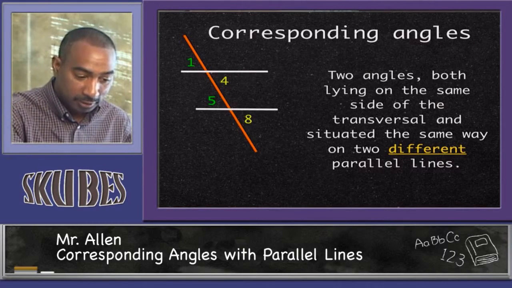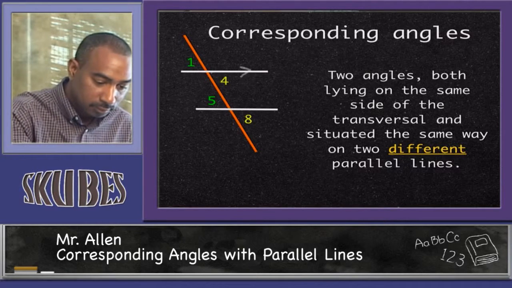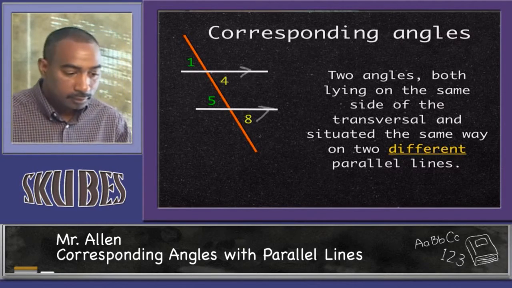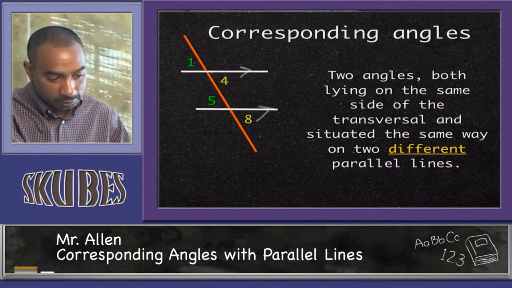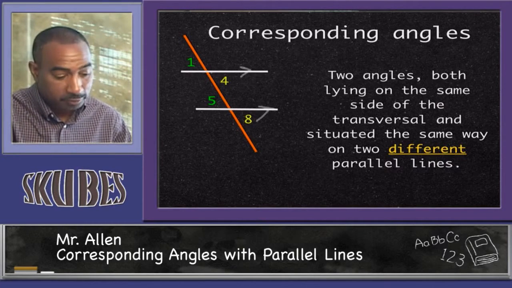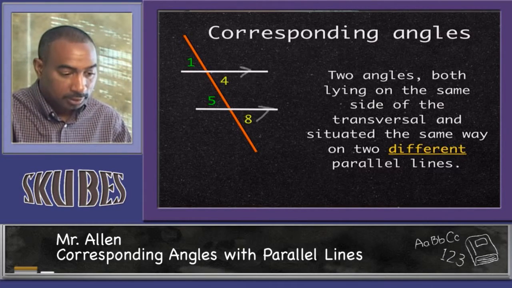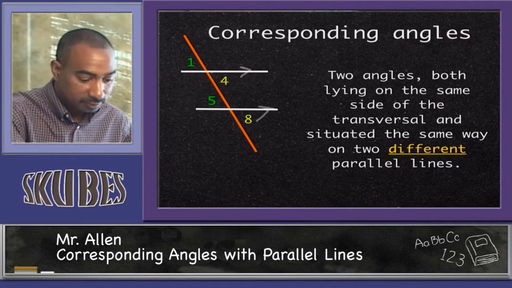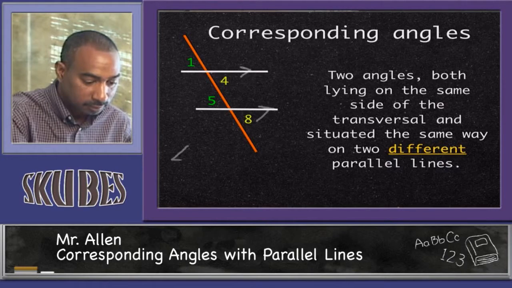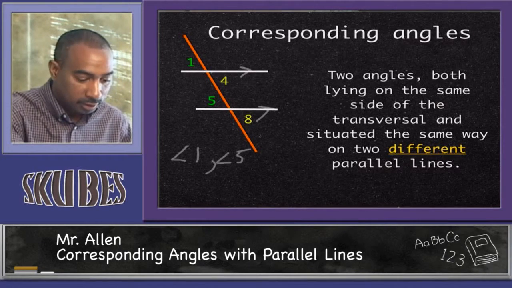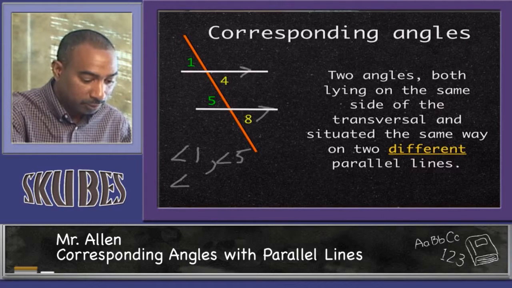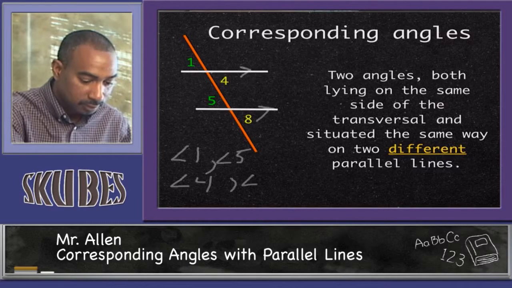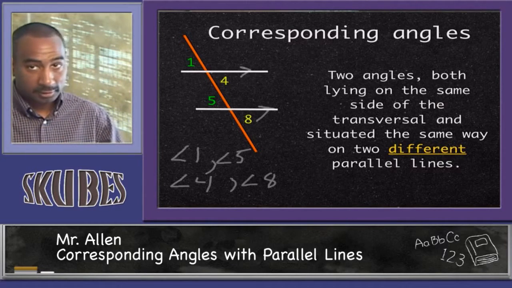So we have two parallel lines, and we have a transversal that intersects both of those lines. The corresponding angles are 1 and 5. And we also have angles 4 and 8. Those are corresponding angles.